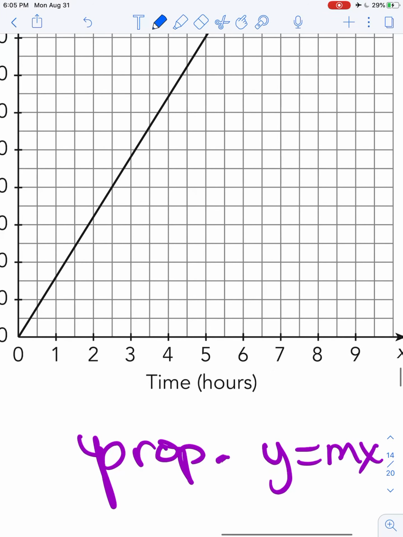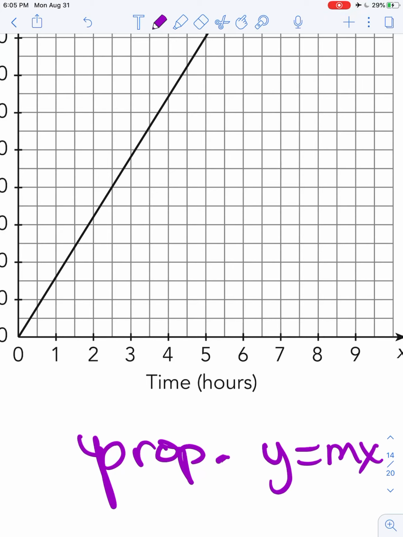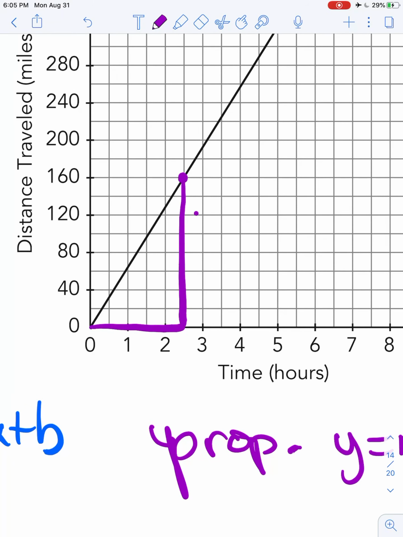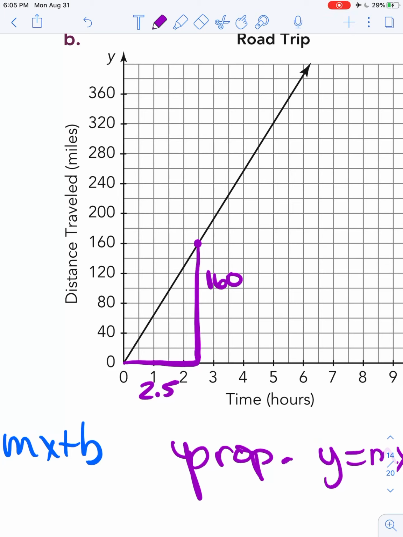Next, this goes through 0, 0. So that means we just have to find the slope. To find the slope on this one, we have to find where it goes through the lattice points. The first time it does that is at this point right here. As I'm looking at this, it goes up to 160 and it goes over 2.5. Now you may be telling yourself, oh, I don't like those points. That's fine. You could have used this one right here, which would have been perfectly fine.